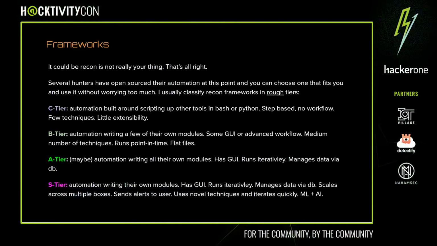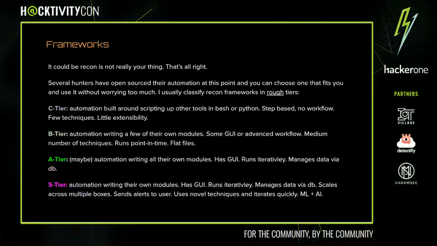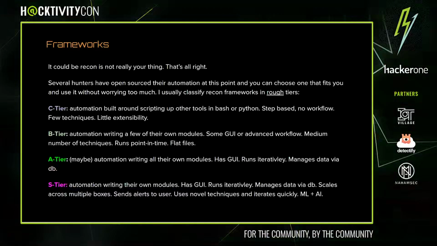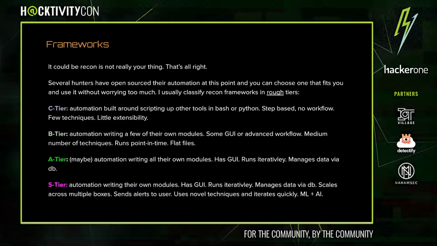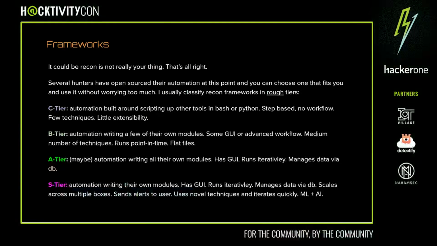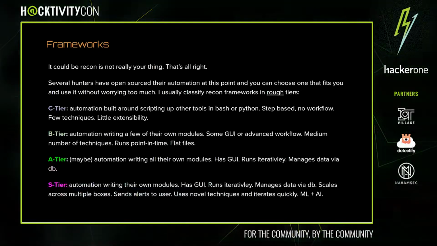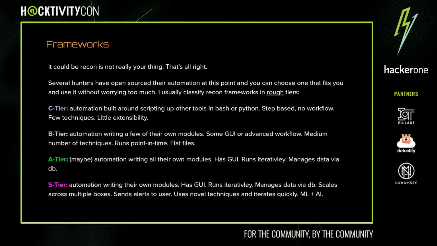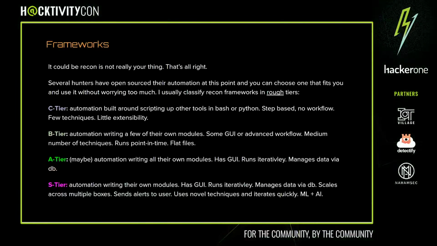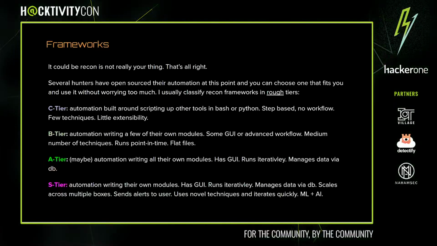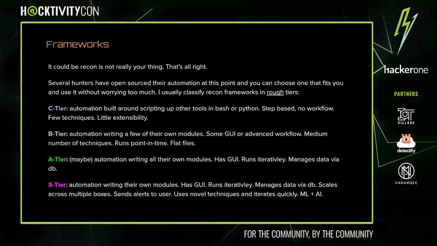B tier automation is automation. Maybe they're writing a few of their own modules. Maybe they have a GUI or some advanced workflow that makes the speed of the whole process lower. They have more techniques that they're using, but they still run point in time, and they probably still track everything in flat files, if they track anything at all. They could just be single shot tools. A tier is starting to write some of their own modules of whatever they're doing, finding subdomains or whatever. Some of them have GUIs. They run iteratively, like they run at points in time, like a cron job or something like that. And they manage all of this. A tier, one of the distinctive qualities is that they manage it through a database.